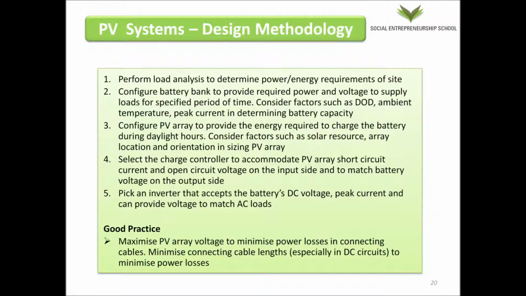This slide contains the procedure for sizing the components of a solar PV system. This involves, first of all, determining what services are to be provided for by the PV system. This gives us an understanding of the daily energy requirements. Once this is known, the battery bank, PV array, and other components can be sized based on the previously mentioned design considerations.